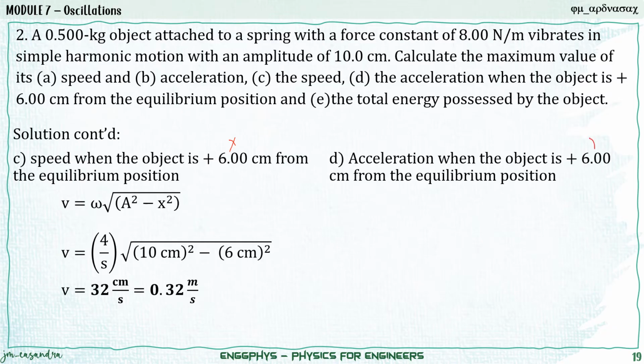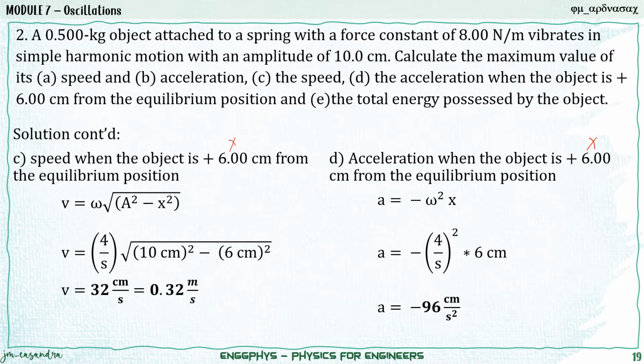Okay, so for the next question, letter D, the acceleration when our object is still at 6 centimeters. So still, this is the value of x. So the equation for instantaneous acceleration is equal to negative omega squared times x, and that's a negative value. So we'll have now the acceleration is negative 4 per second squared times 6 centimeters, or our acceleration now is negative 96 centimeters per second squared, or that's the same as 0.96 meters per second squared.